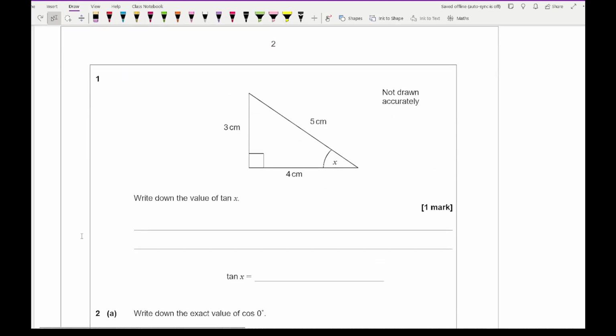So looking at question 1, it says write down the value of tan x for 1 mark. Now, the first thing with this, we need to recognize what the ratio of tan x is. So tan x is the opposite over the adjacent. Now, looking at this particular triangle, here is my angle x. So the side that's opposite that angle is 3, and the side adjacent to that x is going to be the 4. So here, tan x is going to equal 3 over 4. So the answer is 3/4, or 0.75 if you want to go the decimal route.